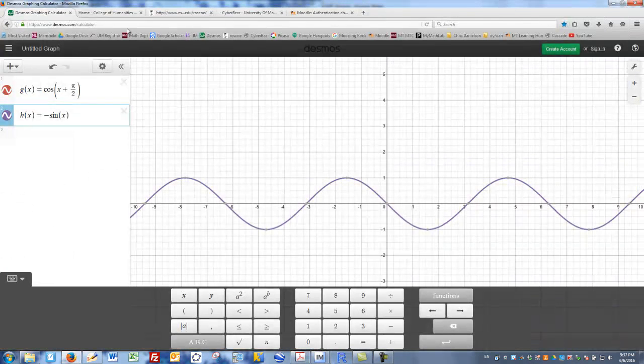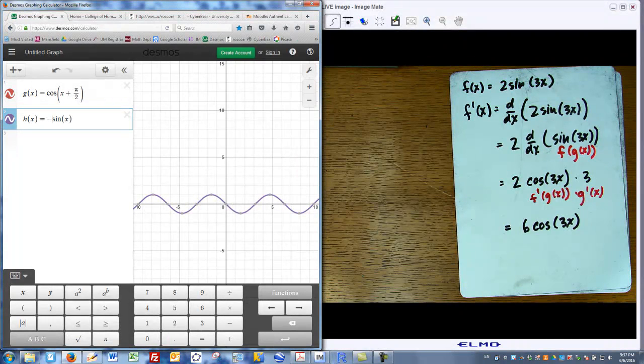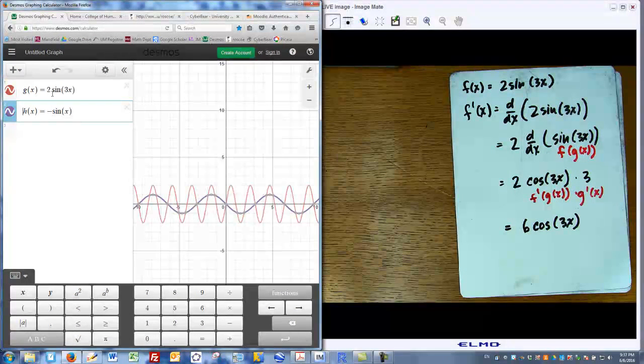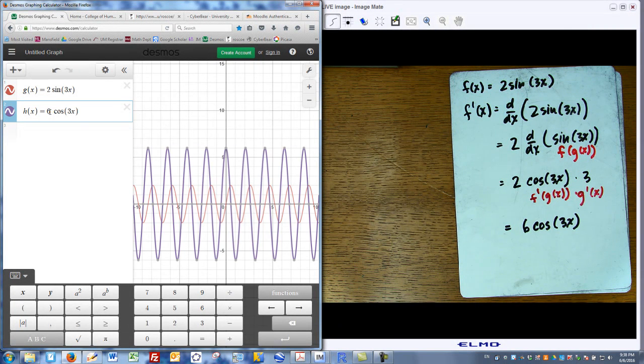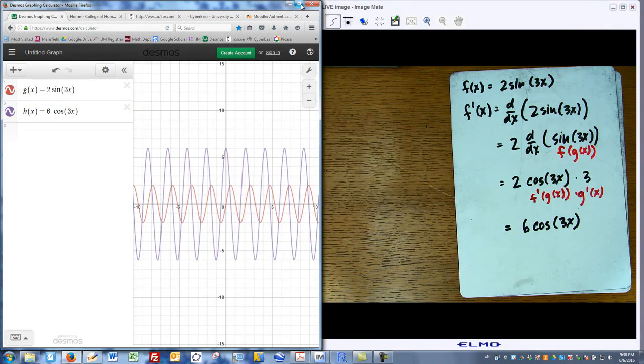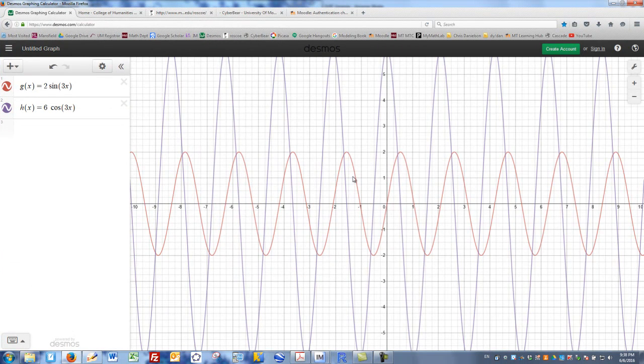Might be kind of fun just to look at this one. So if we go to Desmos, let's go ahead and write these into Desmos. So we think that this function, 2 sine 3x, has a derivative equal to 6 cosine of 3x. And let's take a look and see what this thing looks like. So kind of interesting to think about as I move along this red curve, I would expect that there would be a zero slope on its derivative at that point, and indeed it looks like there is.